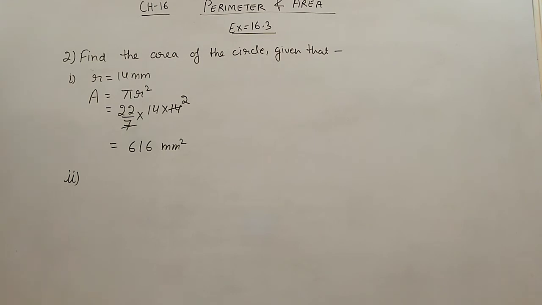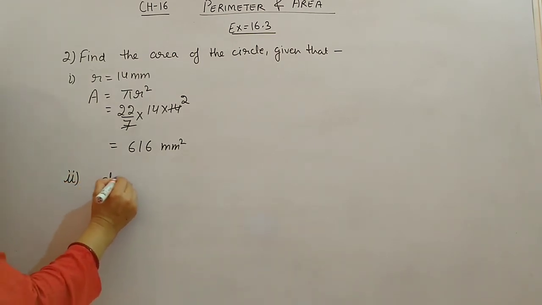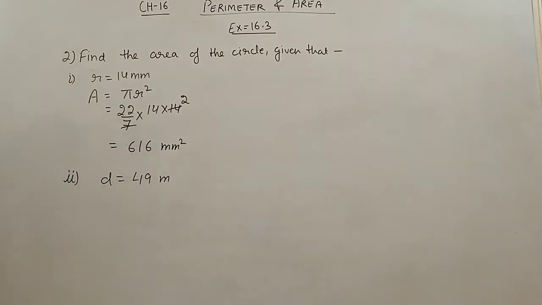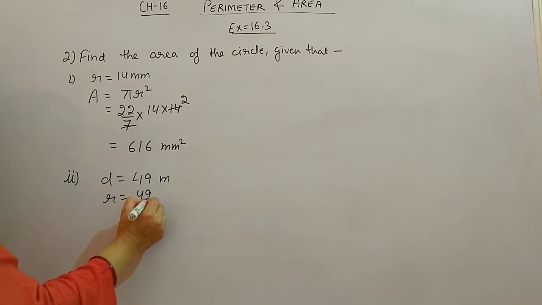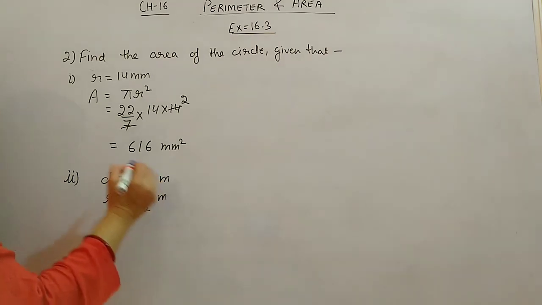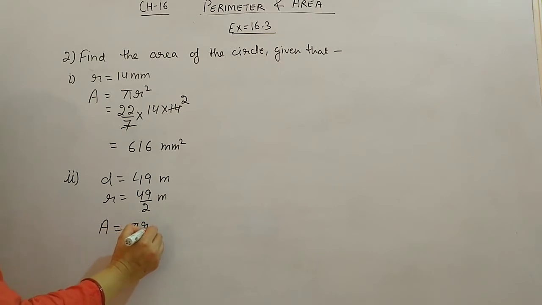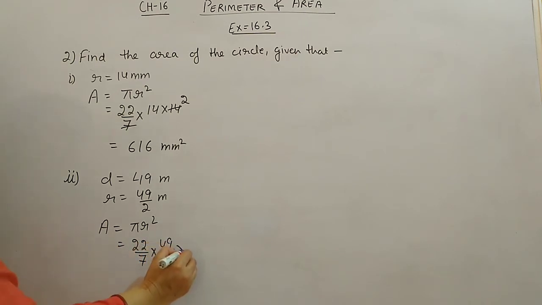Diameter is given 49 meter. So diameter 49 meter, it means radius is equal to 49 by 2 meter. So we have to find out area. Area is equal to pi r square. Pi value is 22 by 7 multiplied by 49 by 2 and 49 by 2.